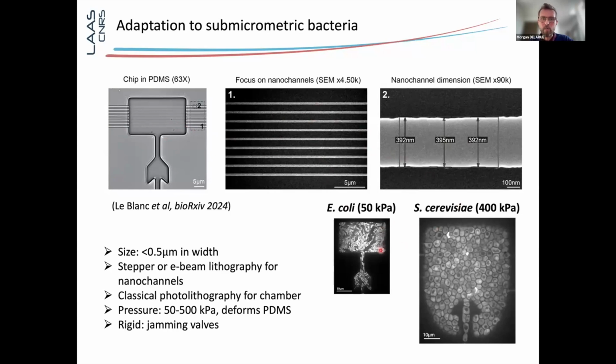With these devices, we were able to trap E. coli, Escherichia coli, which is a small bacterium. These bacteria also build up large enough mechanical stress so that we can still use PDMS. They're also rigid, so just like yeast, we can use the same type of valves that we designed to jam the cells and let them build up mechanical stress.